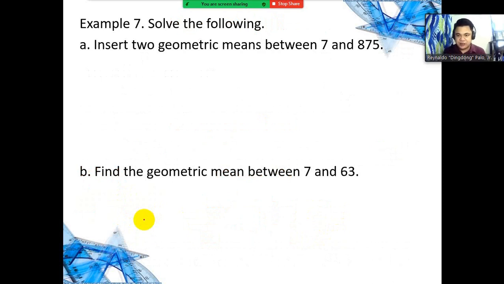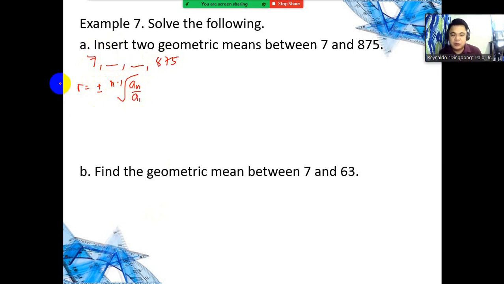So solve the following. Letter A, insert two geometric means between 7 and 875. Okay, so let's compute for the two means. This will be the sequence 7, then we are looking for two means, then 875. Now to solve, of course, we need the common ratio, positive, negative, n minus 1 root of a sub n over a sub 1.